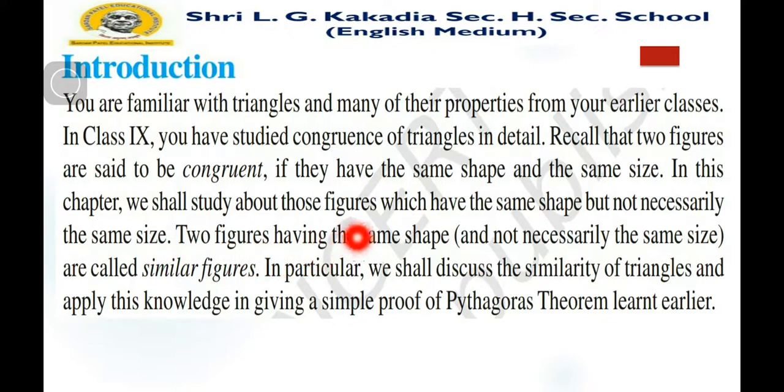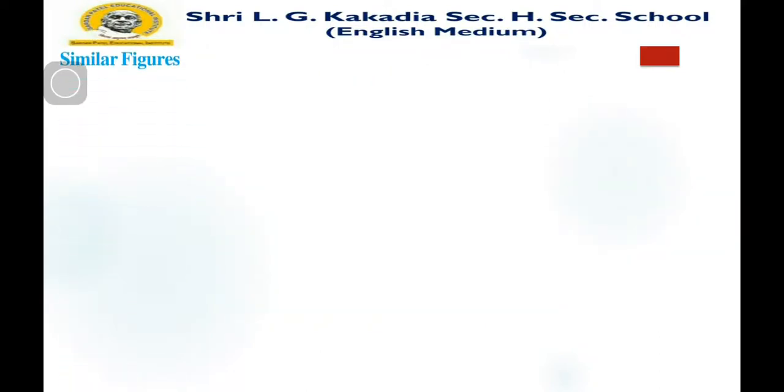Two figures having the same shape and not necessarily the same size are called similar figures. In particular, we shall discuss the similarity of triangles and apply this knowledge to give a simple proof of the Pythagoras theorem learned earlier. First, we have to understand what the similarity of figures is. So let us consider the similarity of figures.